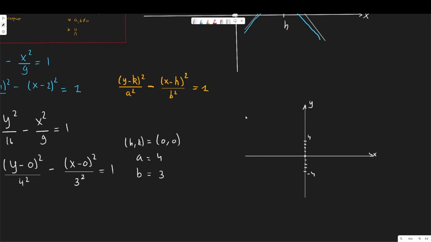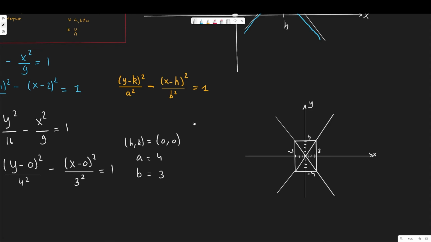And now for the b coefficient, this is underneath the x term, so we'll have to go 3 steps in the x direction to the left and to the right. So 1, 2, 3 steps to the right, and 1, 2, 3 steps to the left. So this will be -3 and this will be +3. Now let's draw our box like so, and now let's connect the corners to get our asymptotes like so.